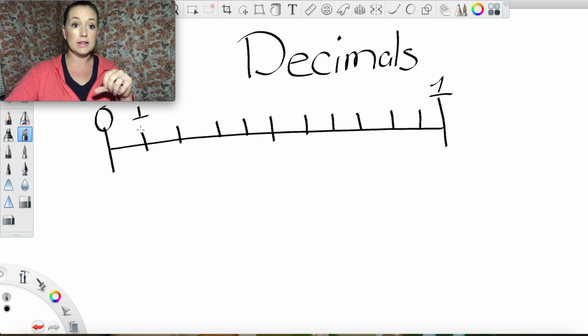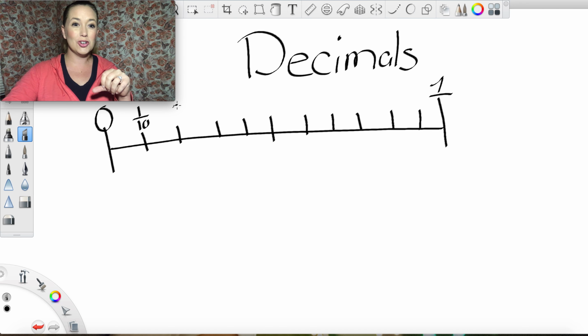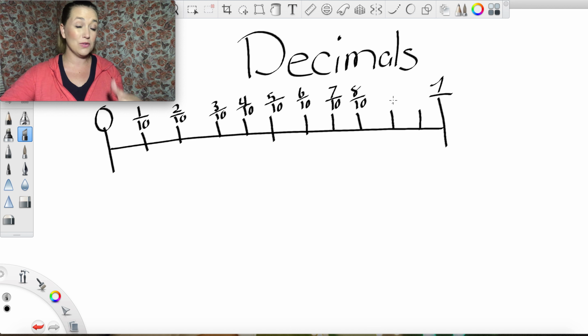This is 1/10, 2/10, 3/10, 4/10, 5/10, 6/10, 7/10, 8/10. And I want you labeling this. If you have to pause the video to label your number line, do that.